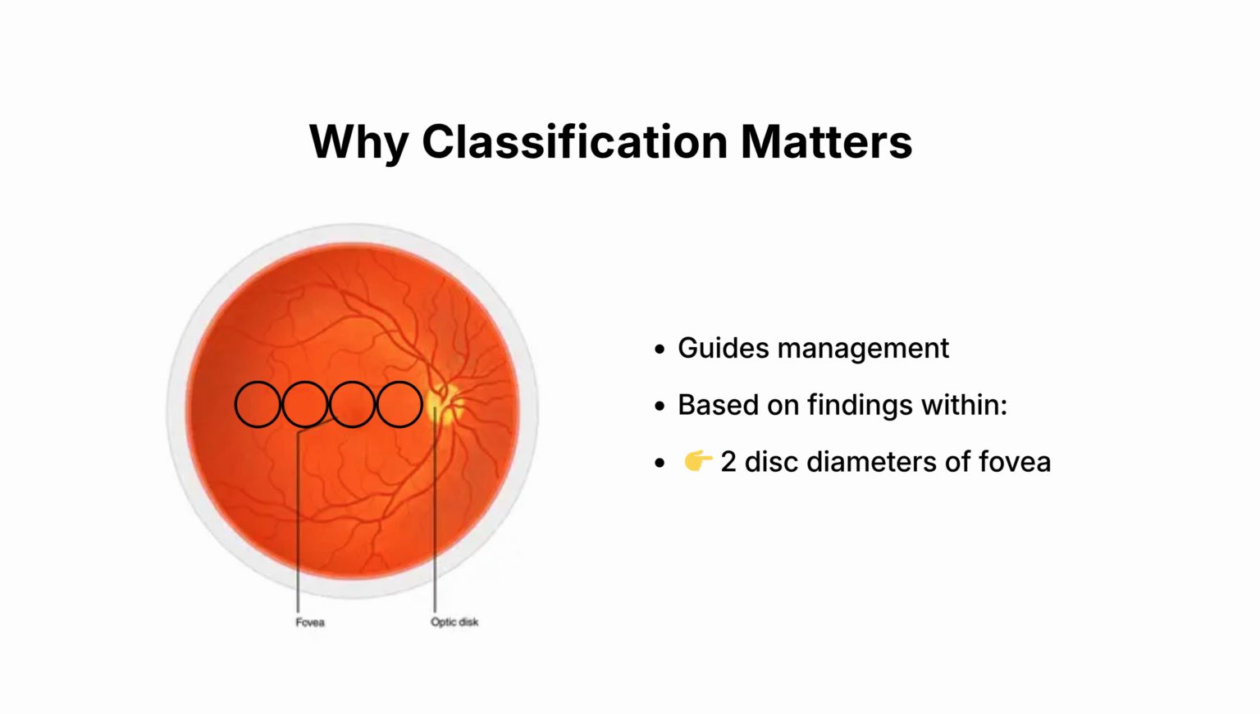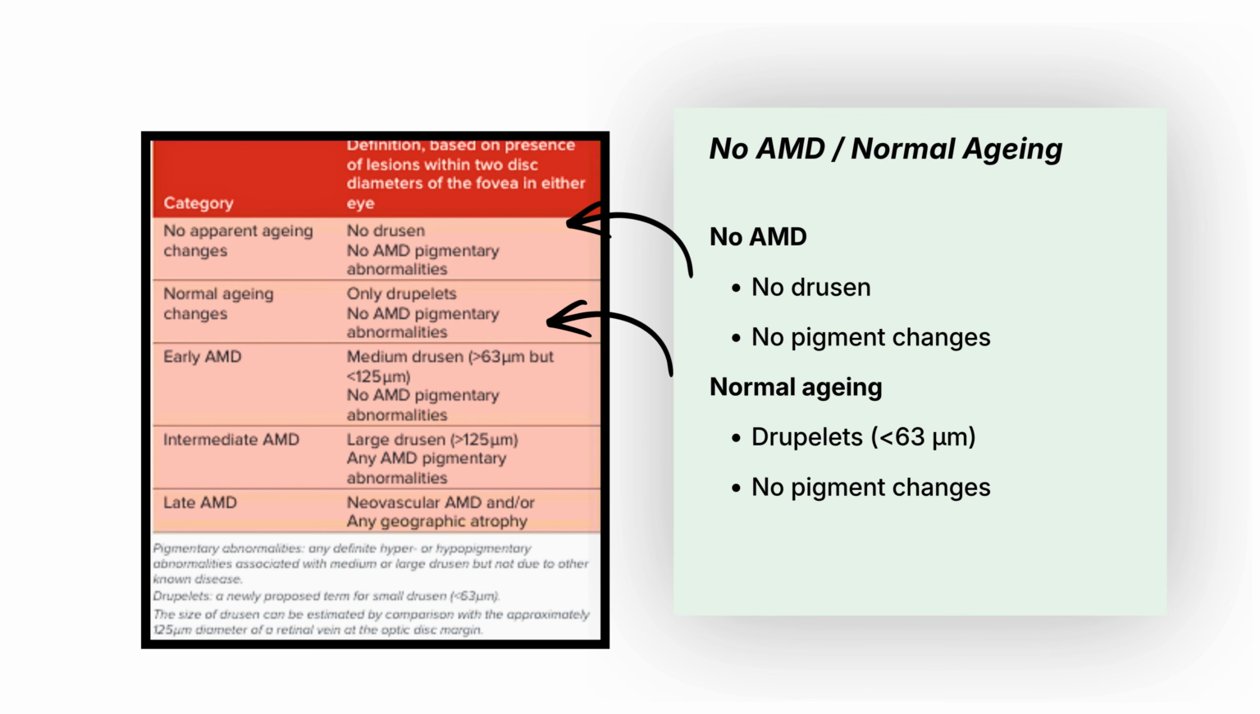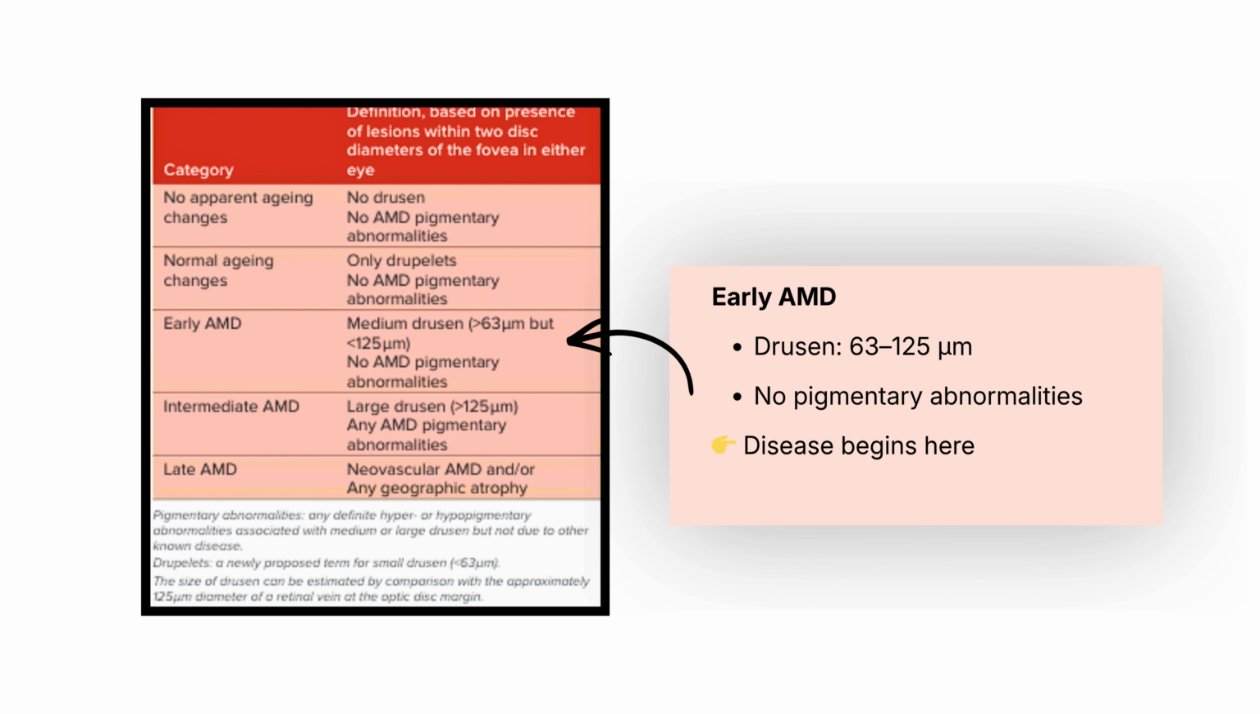the management. This classification is based on what you see within 2 disc diameters of the fovea. So starting from the beginning, you can have no apparent aging changes. That means here there will be no drusen or no pigmentary abnormalities. Then you can have what we call normal aging changes. Here we see small drusen or drupelets less than 63 microns and still no pigmentary changes. Now once the drusen becomes a little larger, we will enter the disease. This is early AMD. Now drusen size is between 63 and 125 microns but still no pigmentary abnormalities.